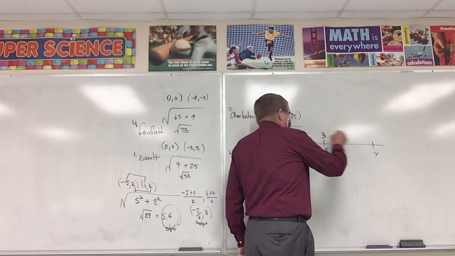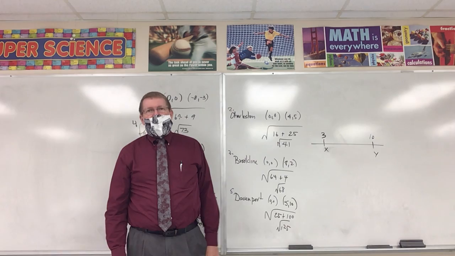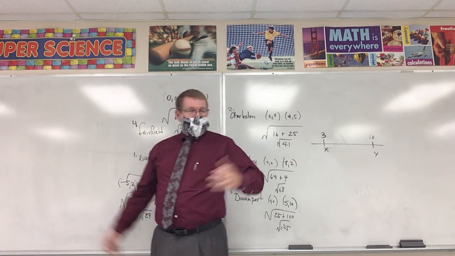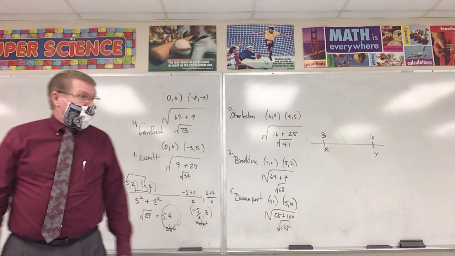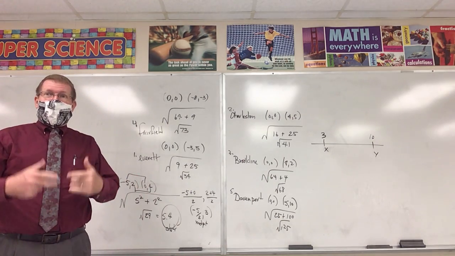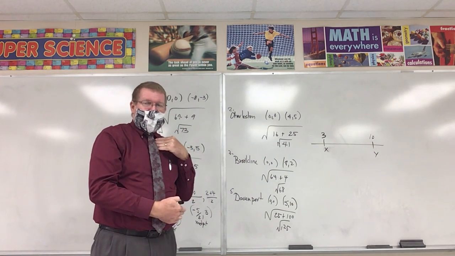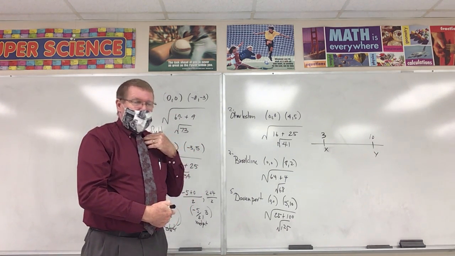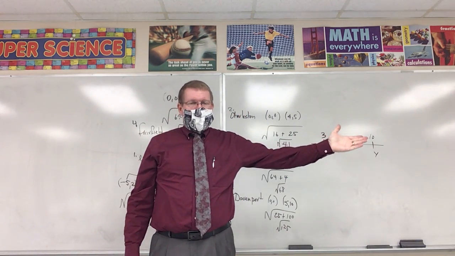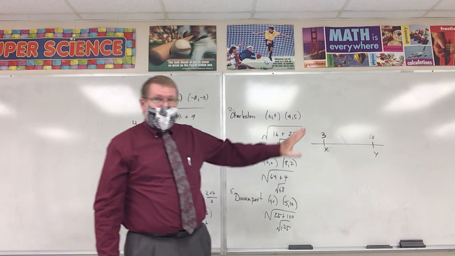If I asked you what is the distance between 3 and 10, what would you tell me? 7. How do you figure that out? Y minus X. Alright, 10 minus 3, right? So the distance formula for numbers on a number line is just the second point minus the first point, absolute value. If I wanted the distance between X and Y, 3 minus 10, negative 7, take the absolute value. That's on a number line.